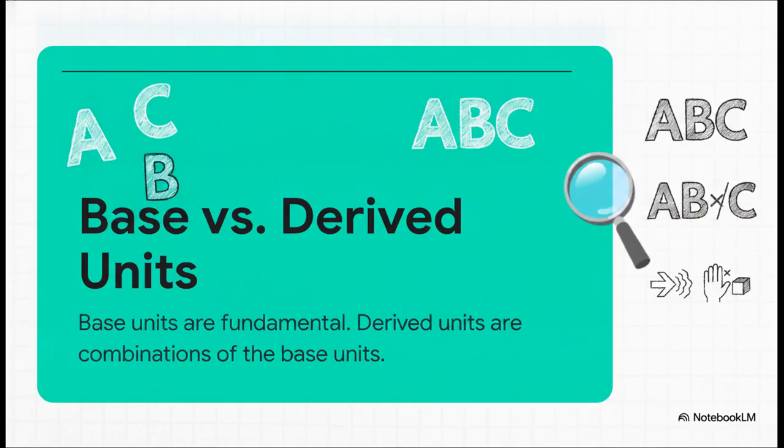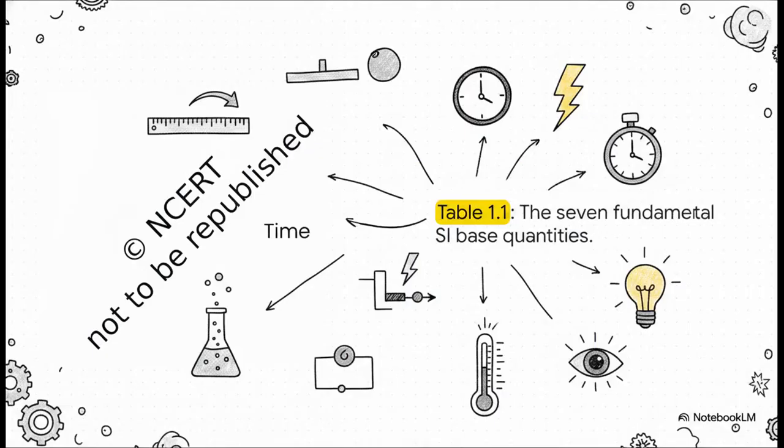And here is that entire alphabet for the physical world. It's just 7 fundamental SI base quantities. You've got length, mass, time, electric current, and a few others like temperature and luminous intensity. That's it. Every single measurement in the universe, whether it's the speed of a rocket or the density of a dying star, can be broken down and expressed as combinations of just these 7 base units. It's actually wonderfully elegant when you think about it.